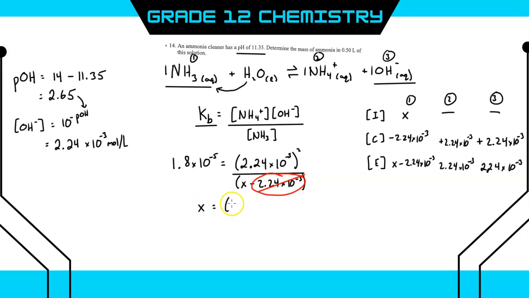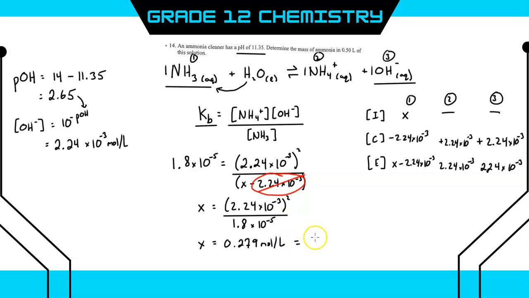So X is equal to 2.24 times 10 to the minus 3 squared divided by 1.8 times 10 to the minus 5. When we do that, we get X is equal to 0.279 moles per liter. Right? And so indeed, if I were to take that concentration and divide by our base constant, that is definitely a number that is much, much larger than 100. So that assumption we made previously, perfectly reasonable.